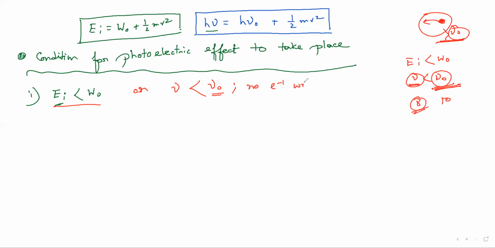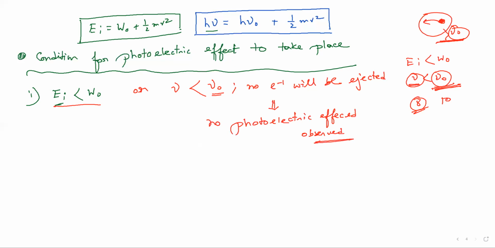No electron will be removed or ejected. If no electron is ejected, then what do we say? No photoelectric effect observed. Any doubt? This point is clear. The first one is clear.